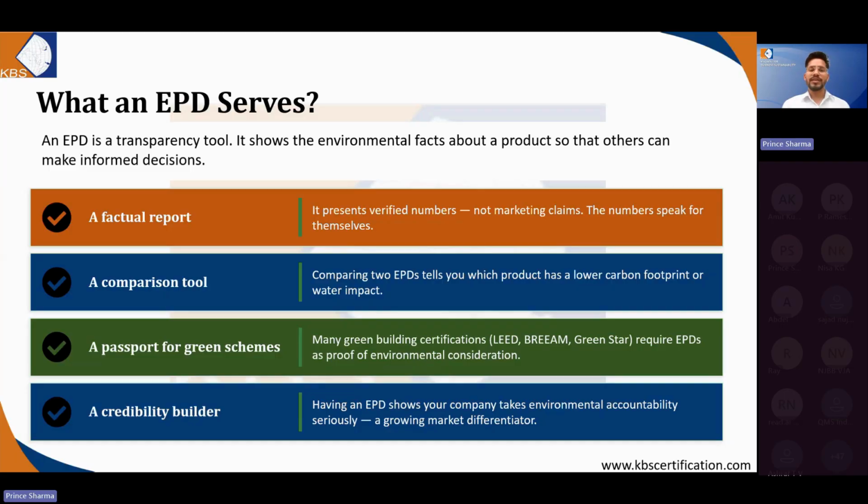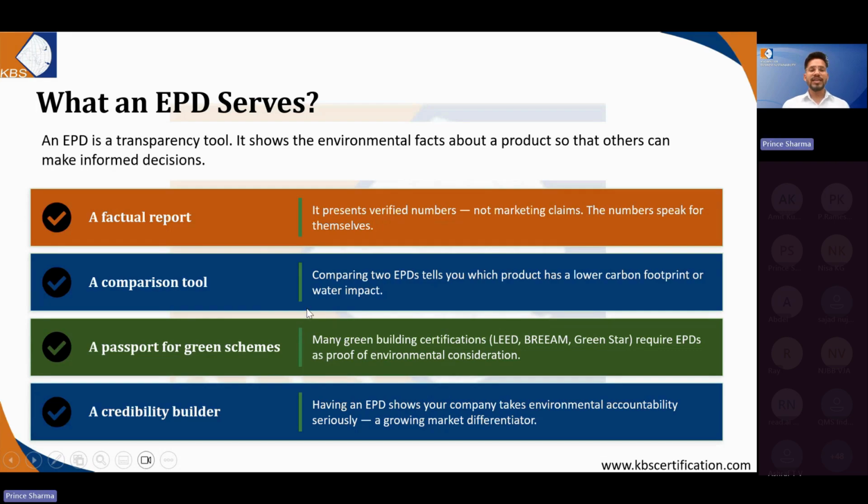Then passport for the green schemes. So there are many schemes that we see in the market. If we talk about LEED, Green Star, and GRIHA, in the particular case of India, then these are some of the certifications for green buildings which always ask for EPDs. There are a certain number of products that a builder needs to use for green certification and a higher ranking of the project. So for that, builders or the owners of the project will always take, or prefer, those projects which are having EPDs, right?